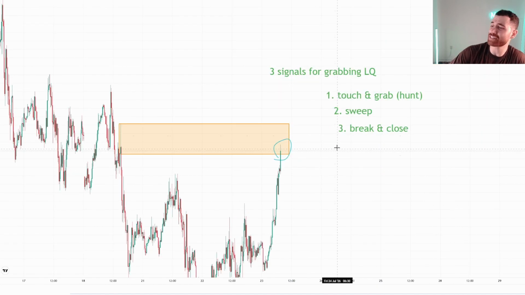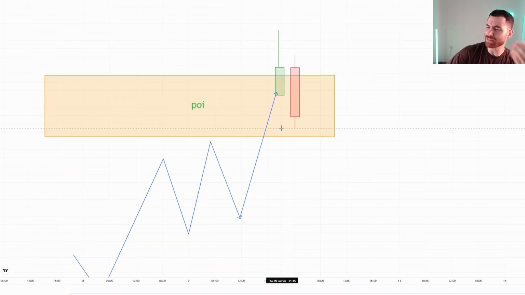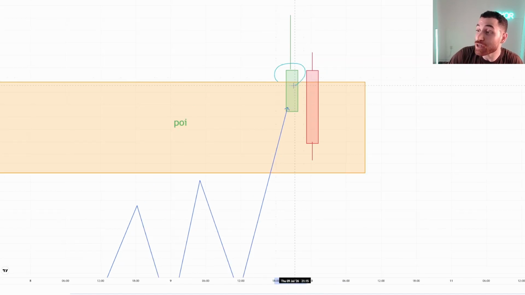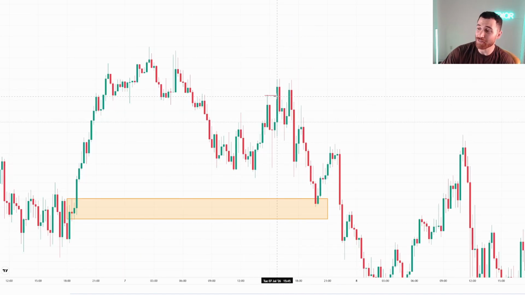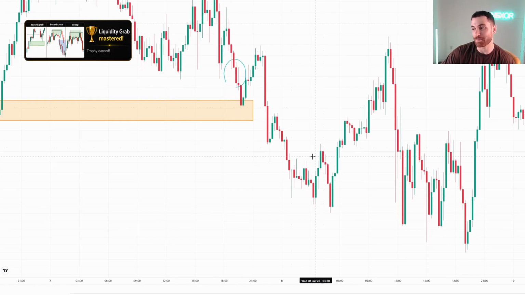And last but not least, break and close. That would be one of these scenarios. So you close above your POI, but then the next candle appears and it closes below the low of the previous candle. See, you closed above the POI, but then you close below the low of that candle. This is fantastic stuff. See this high? We close above it, but did we close below this candle? No, we didn't. We did it here, and then we had our bearish movement.